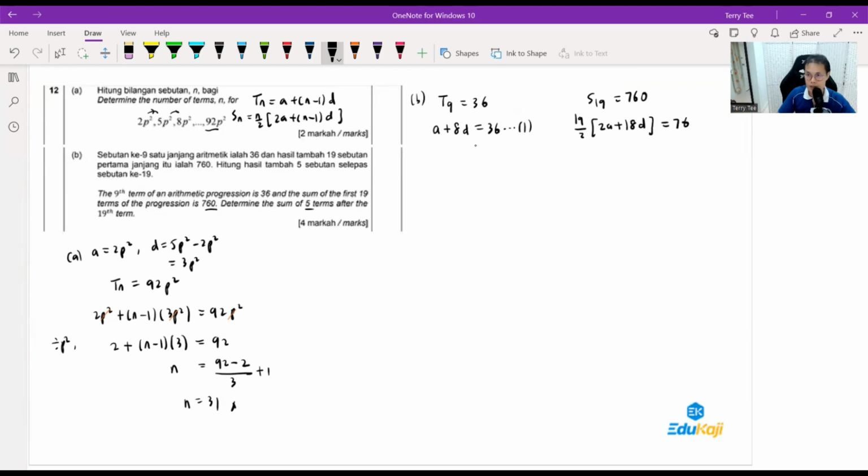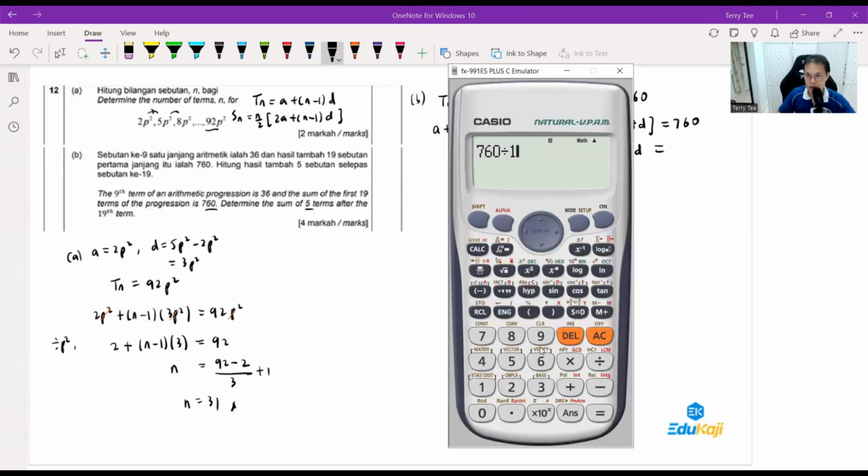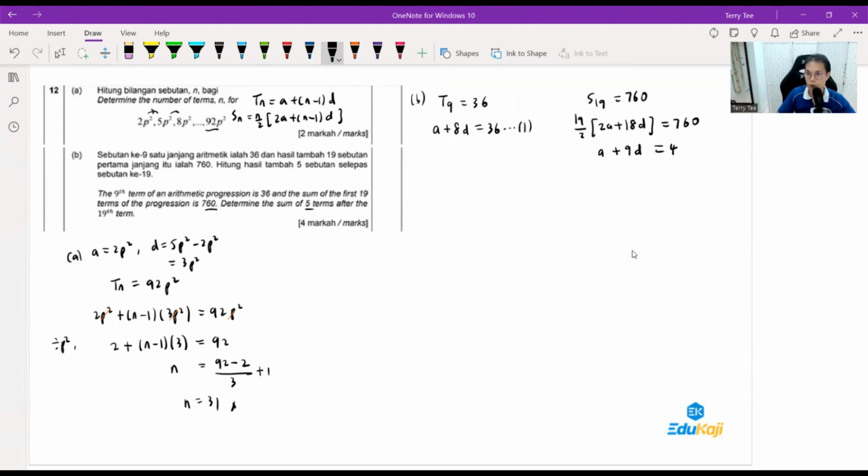The result is 760. We have to form two equations and solve for a and d. For me, I take the half and times it in, because 2a times half is a, and 18 times half is 9. Whereas this 19 over here, I'll bring it over, bring it down. So I'm taking 760 divided by 19. Use your calculator, 760 divided by 19, you get 40. So this is my second equation.